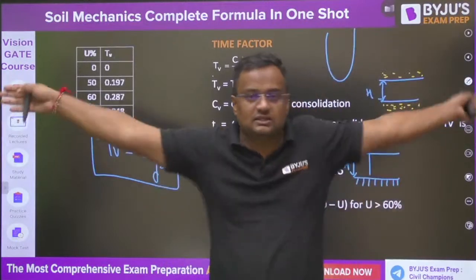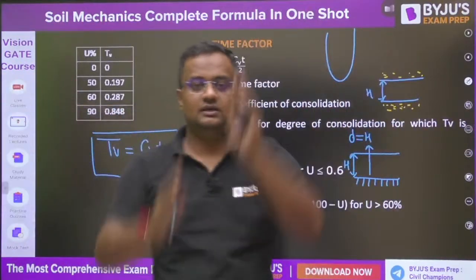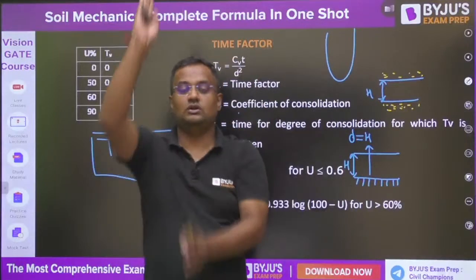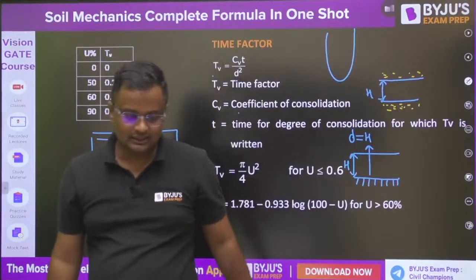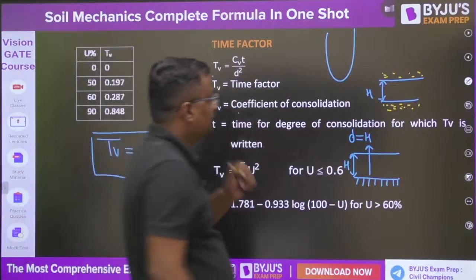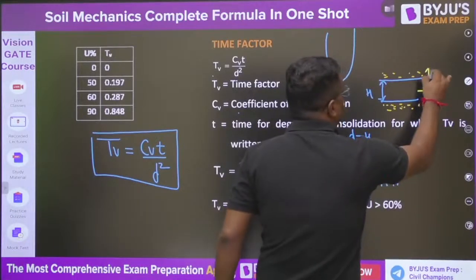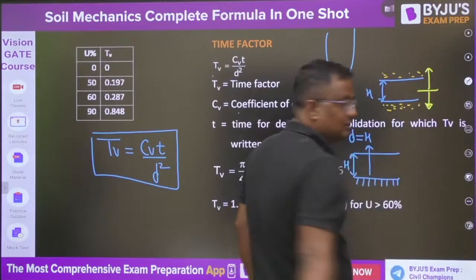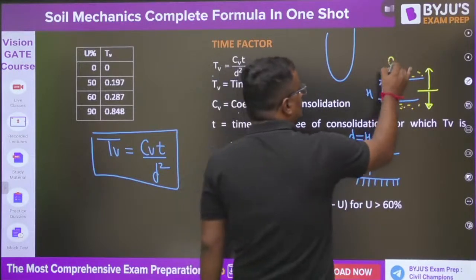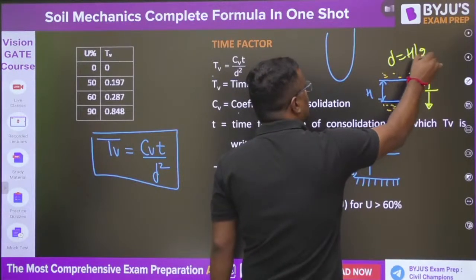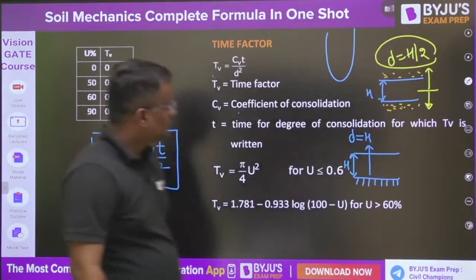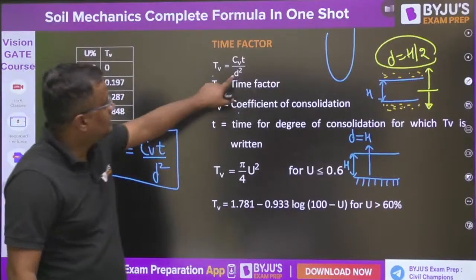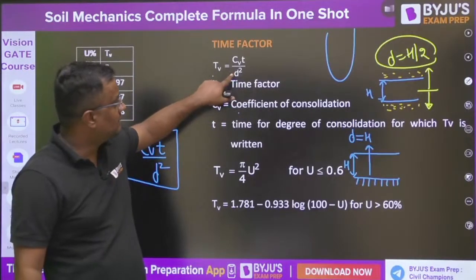Water will not go like this. That is an assumption. In Terzaghi, it is assumed that water is only going vertically. Literally it is not so. So half of the water goes here and half of the water goes here. So in double drainage, D is equal to H by 2. Now D you understood. For single drainage it will be H. For double drainage it is H by 2.